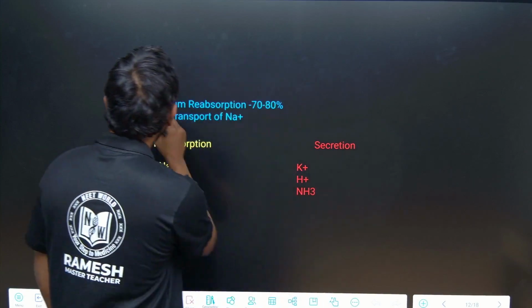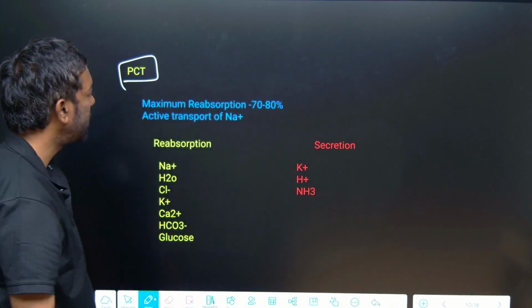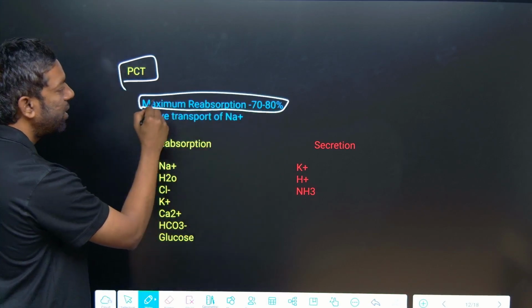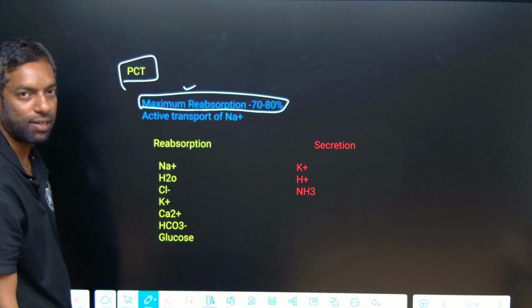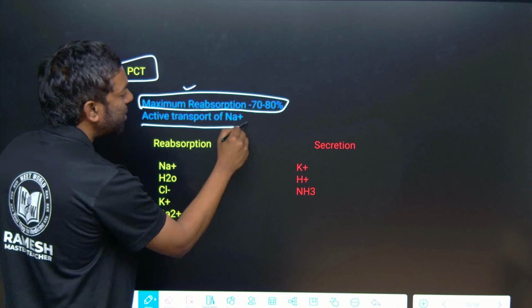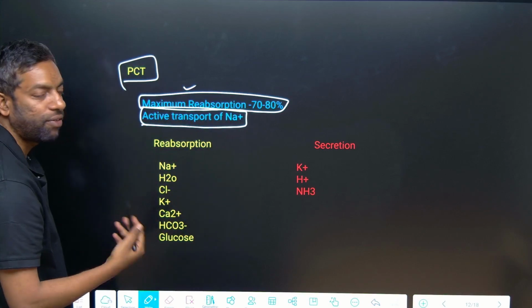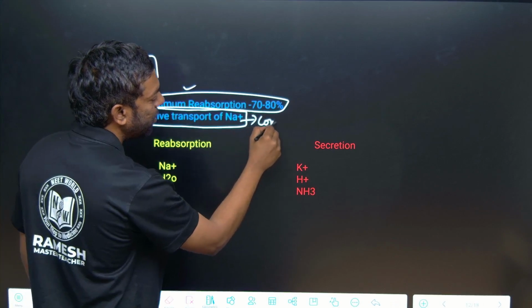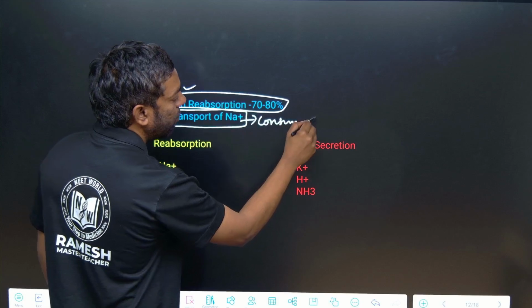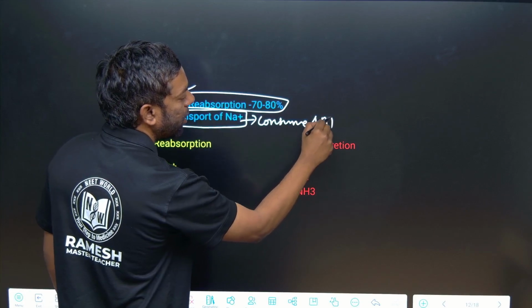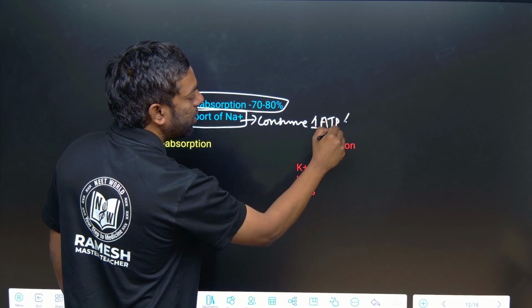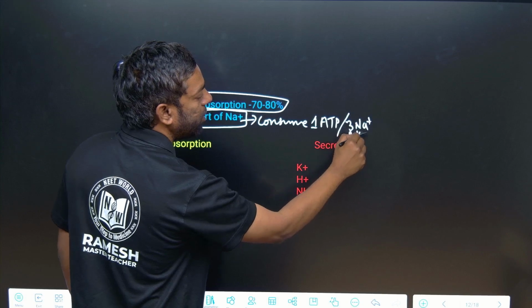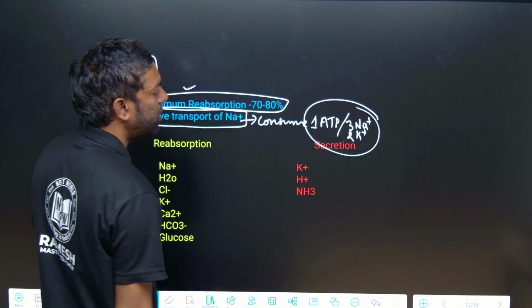In the PCT part, maximum reabsorption takes place, 70 to 80%. Active transport of Na consumes 1 ATP for 3 Na ions plus 2 potassium ions.